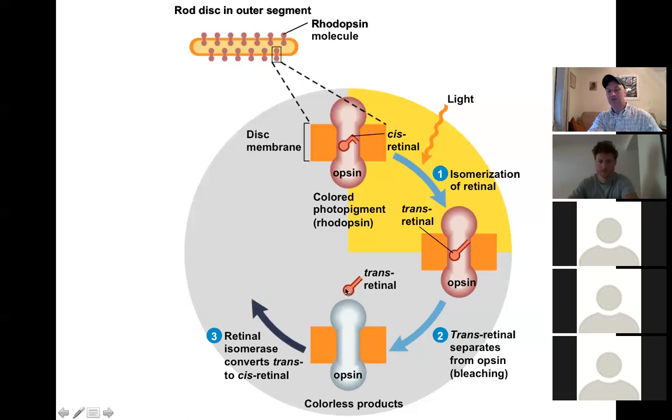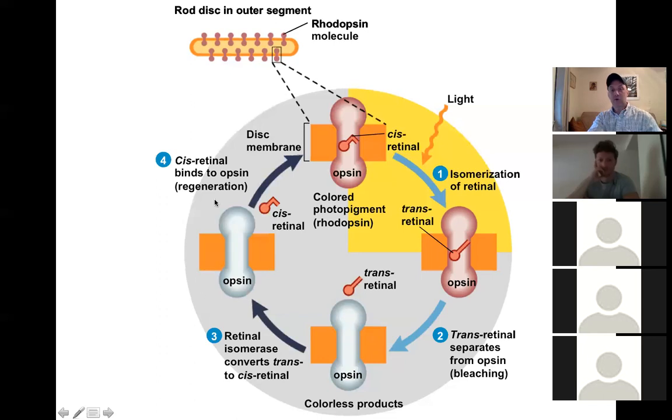And what happens is it releases that trans-retinal, and now the opsin is going to use an isomerase to convert that trans-retinal back to cis-retinal. And this is what's required for you to continually be able to see for any period of time.